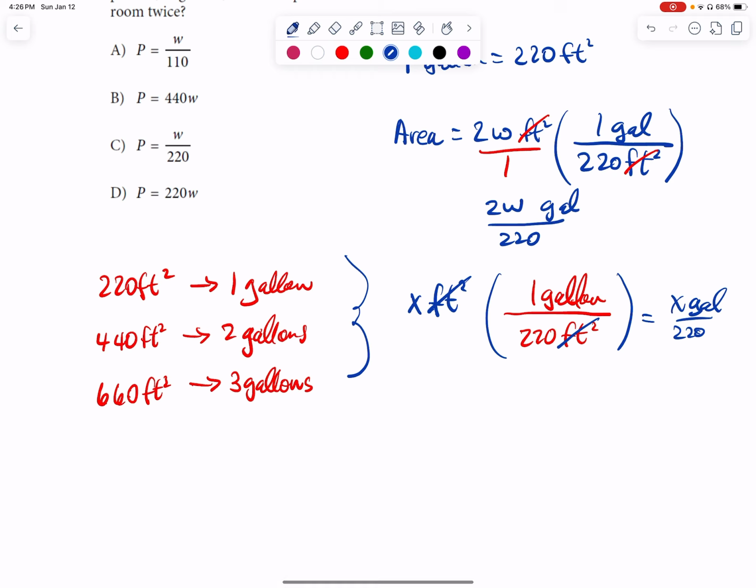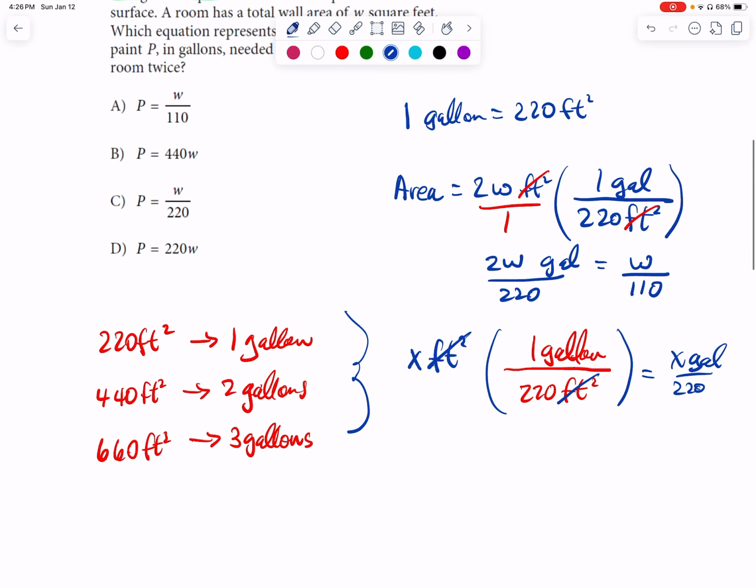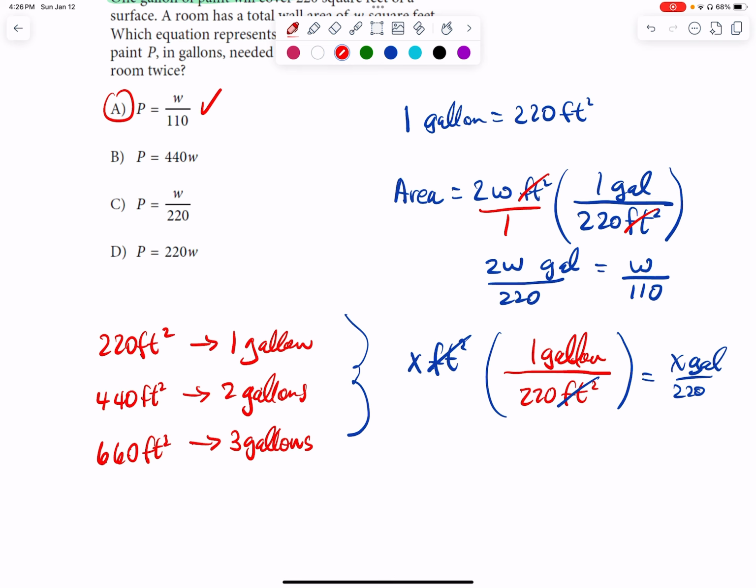And that's not an answer choice because they have reduced it. Notice that everything here is even. Everything is divisible by 2, so I can divide the top by 2. I can divide the bottom by 2, and I would get W over 110, which is answer choice A. Yay!